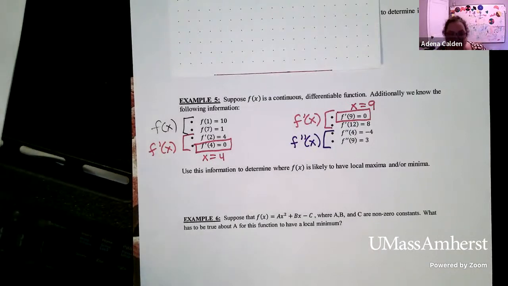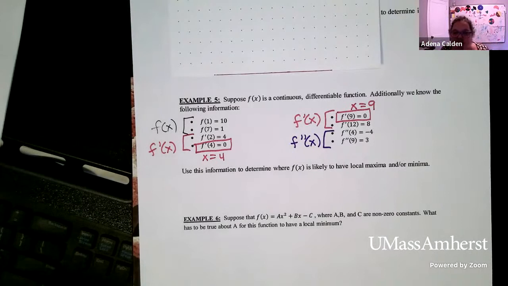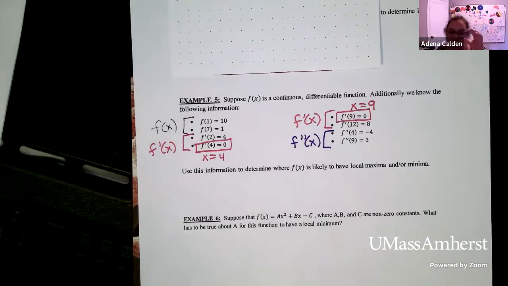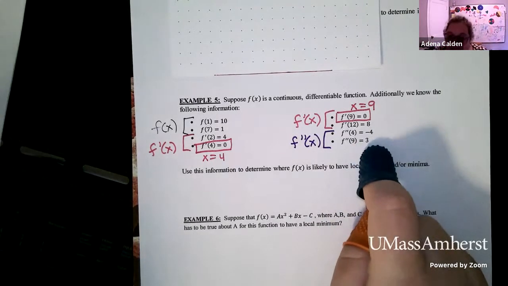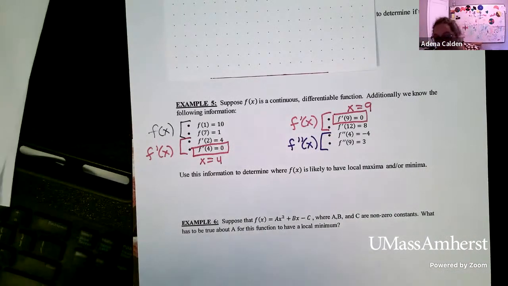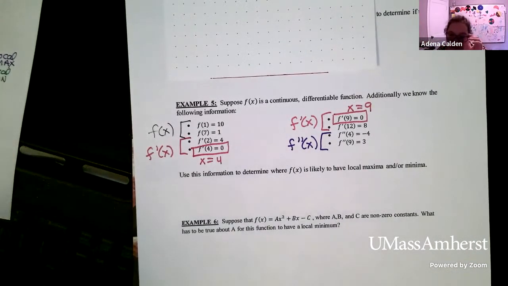So we can't use the f of x test because we don't have a graph and we don't have information about where it's increasing and decreasing. We could try the first derivative test, but I'm going to point out that we don't have any information about what's happening between 4 and 9. And that's one of the intervals that we would need to know. So that means we have to rely on the second derivative information. And that's where the second derivative test is going to help us to classify these points.